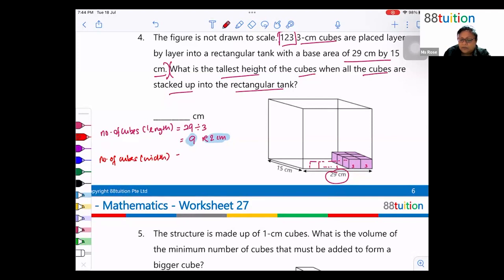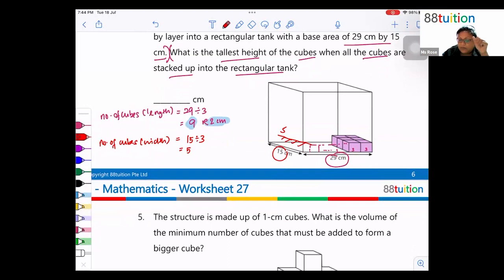The number of cubes along the width, the width is here, 15 divided by 3 gives me 5 cubes that I can put along this width. I need 5. So that means in one layer, I will have 9 plus 5 to give me 14 cubes.